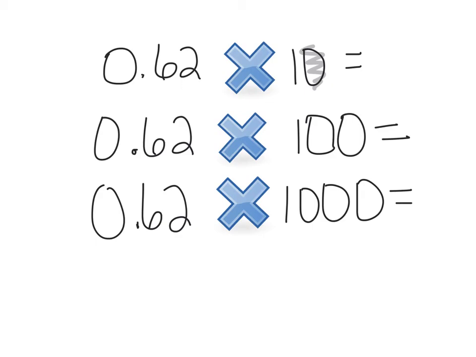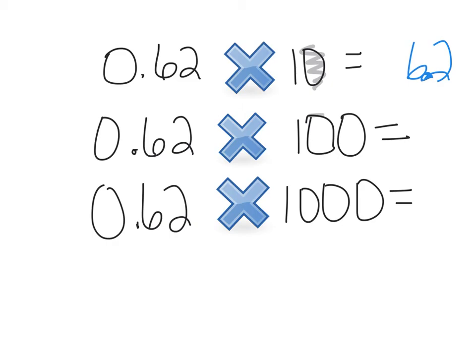So we have 1 spot. My number still has a 6 and a 2 in it. But the decimal that started right here is going to move 1 spot to now sit in between the 6 and the 2. So no longer do we have 0.62. Now we have 6.2.